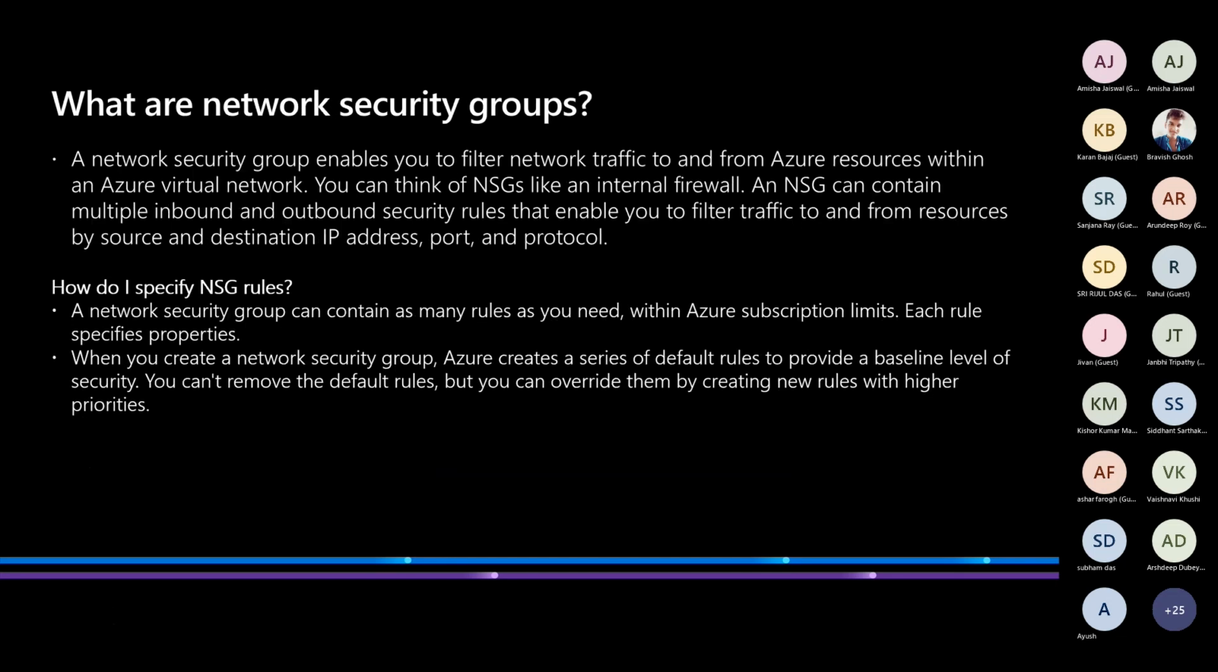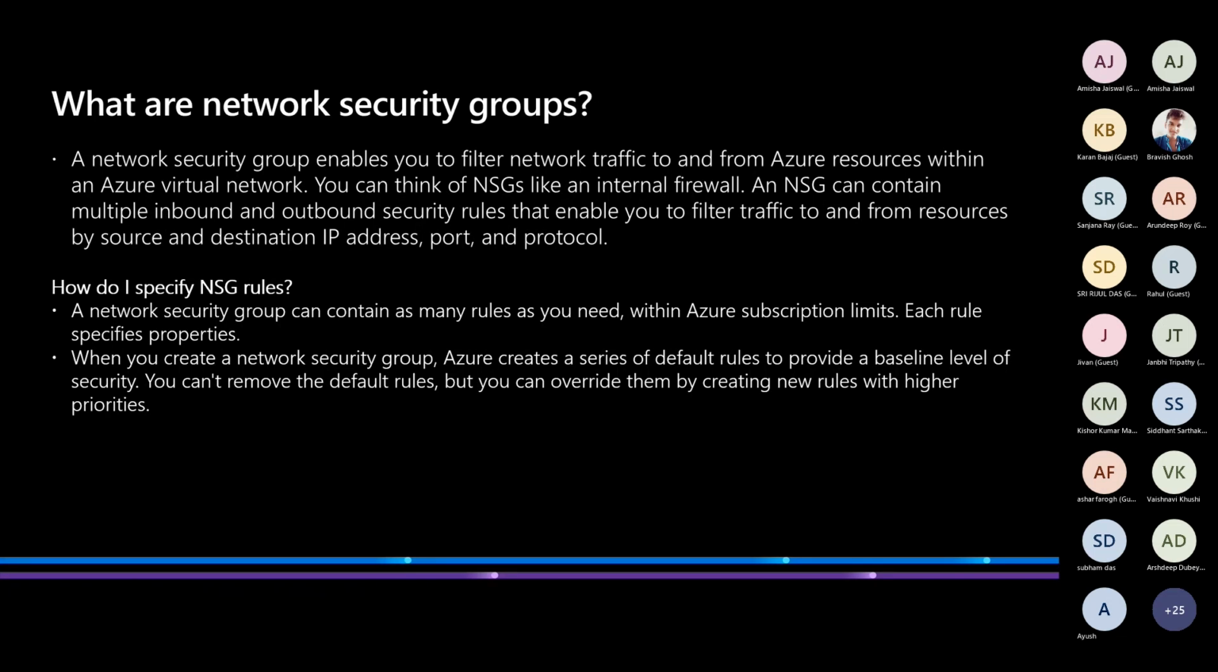What are network security groups? A network security group enables you to filter network traffic to and from the Azure resources within an Azure virtual network. You can think of NSGs like an internet firewall. An NSG can control multiple inbound and outbound security rules that enable you to filter traffic to and from resources by source and destination IP address, port, and protocol.